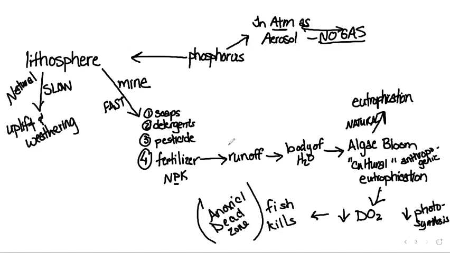Excess fertilizer goes through runoff into bodies of water, leads to cultural eutrophication, where algae blooms grow out of control. They suck all of the oxygen and nutrients out of the water, and you end up causing these dead zones, which also lead to fish kills. And under the right circumstances, you can decrease photosynthetic activity at that particular place. And phosphorus does not have a gas component. If it's ever in the atmosphere, it is as an aerosol, not as a gas.